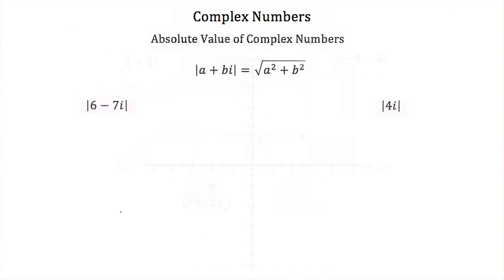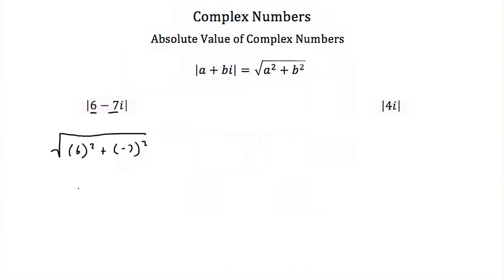Now the last thing we have to learn about is taking the absolute value of a complex number. If I had the absolute value of a plus bi, that's just equal to the square root of a squared plus b squared. So if I wanted to take the absolute value of 6 minus 7i, I would just plug in 6 for a and negative 7 for b. So we'd have the square root of 6 squared plus negative 7 squared.